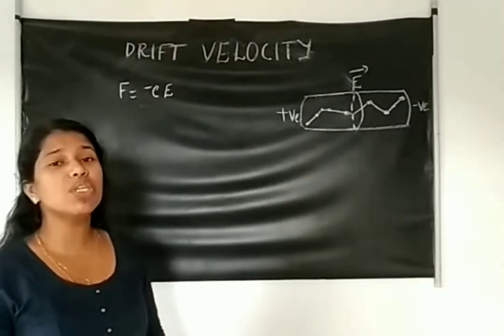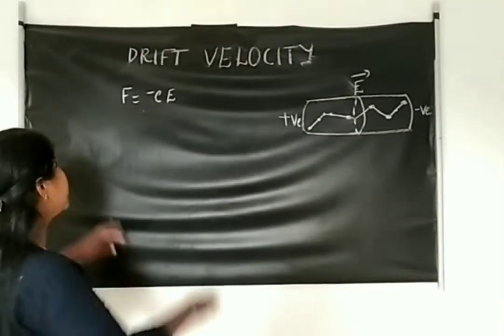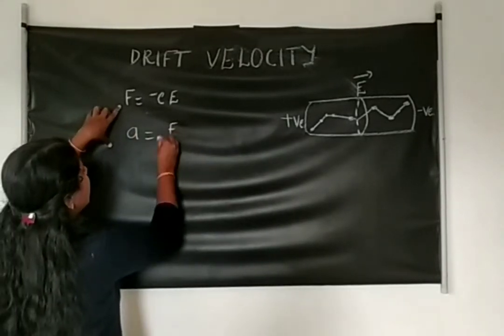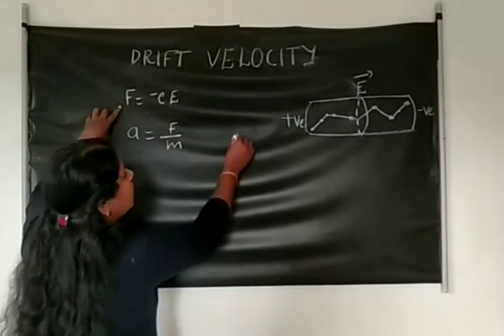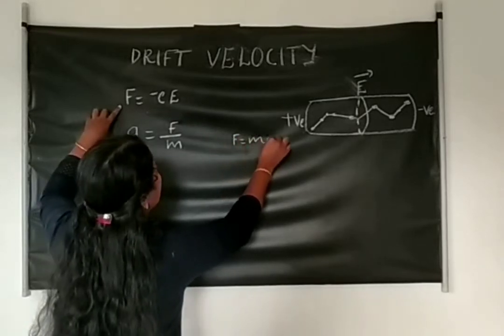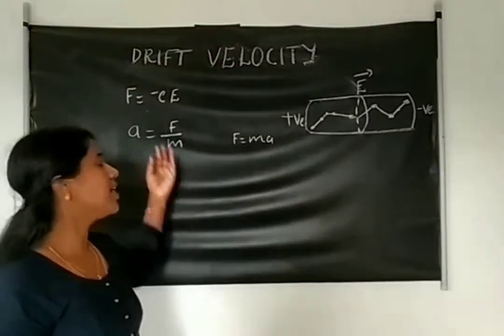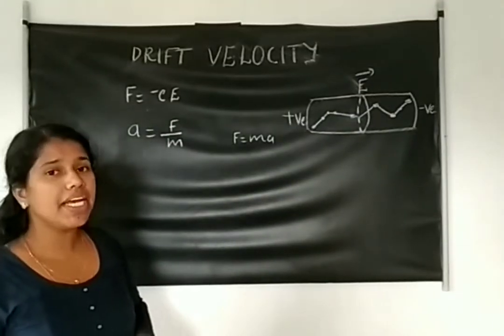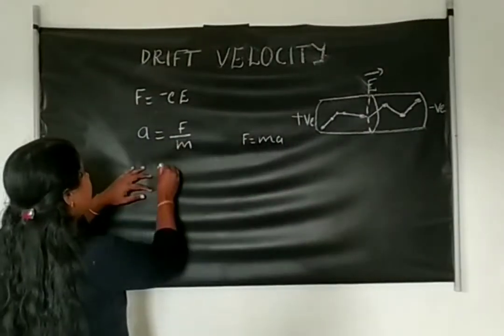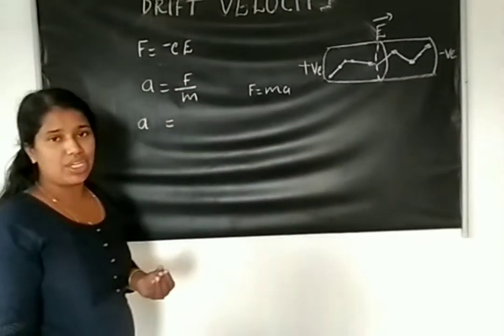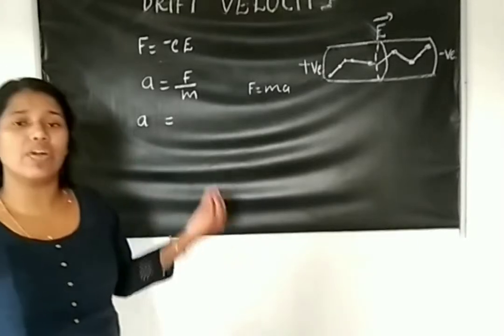The acceleration produced in an electron is a = F divided by m. We know that F = ma, mass into acceleration, so from this equation we can write a = F/m. Then, substituting F, we can calculate the acceleration of an electron.